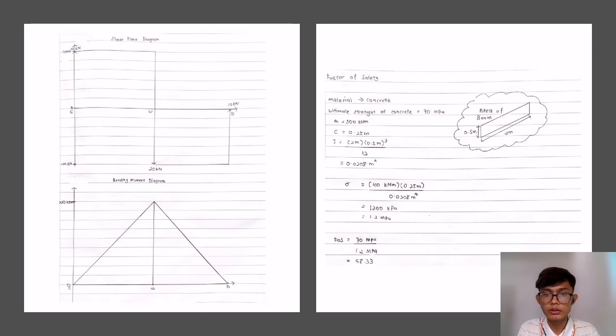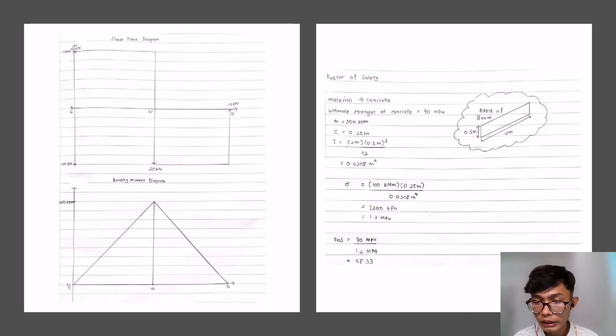Okay, for the factor of safety, the material that we choose for this beam is concrete. The ultimate strength of the concrete is 70 megapascal. For the factor of safety, the formula is strength over stress. So we need to find the ultimate strength and the stress. We already have the ultimate strength, which is 70 megapascal.